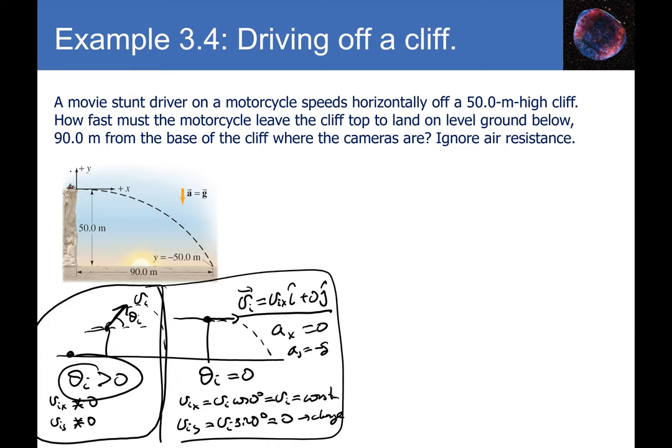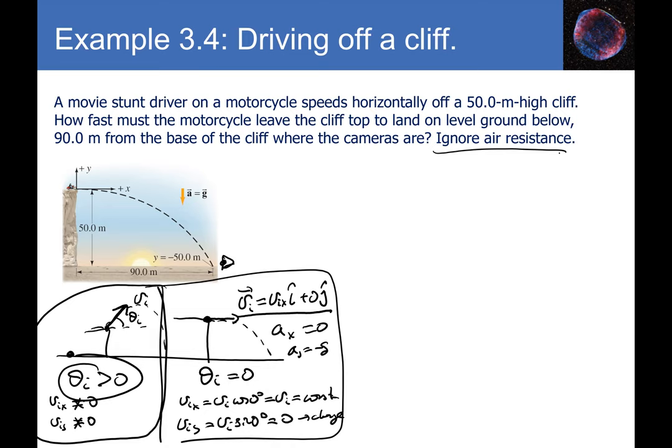All right, so a movie stunt driver on a motorcycle speeds horizontally off a 50 meter high cliff. How fast must the motorcycle leave the cliff top to land on level ground below, 90 meters from the base of the cliff where the camera starts? Some cameras are over there, and we want to basically record everything. Ignore air resistance. Good, that means it's a free fall problem.